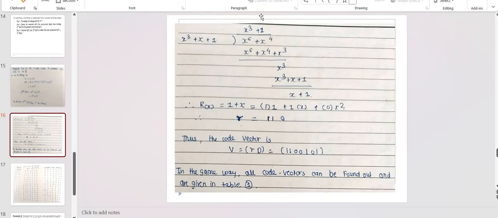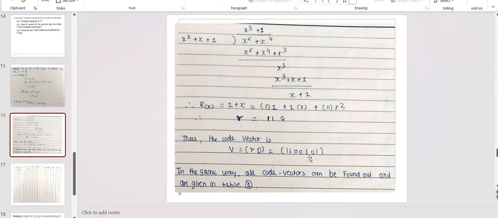So these are the remainder bits and these are the quotient bits. The remainder is 1 plus x. So 1 is available, so that bit is 1; x is available, so 1; and x square is not available, so that bit will be 0. So the remainder is 110, and the message bits are kept as they are, 0101. So this is your systematic cyclic code for the message bits 0101.